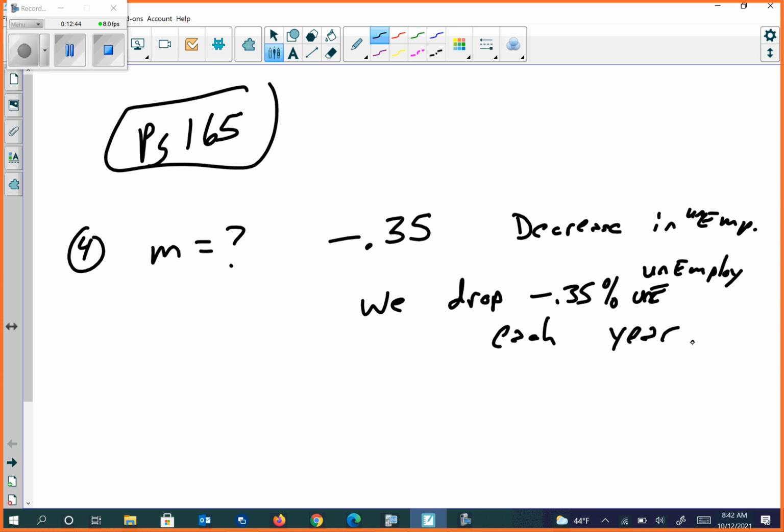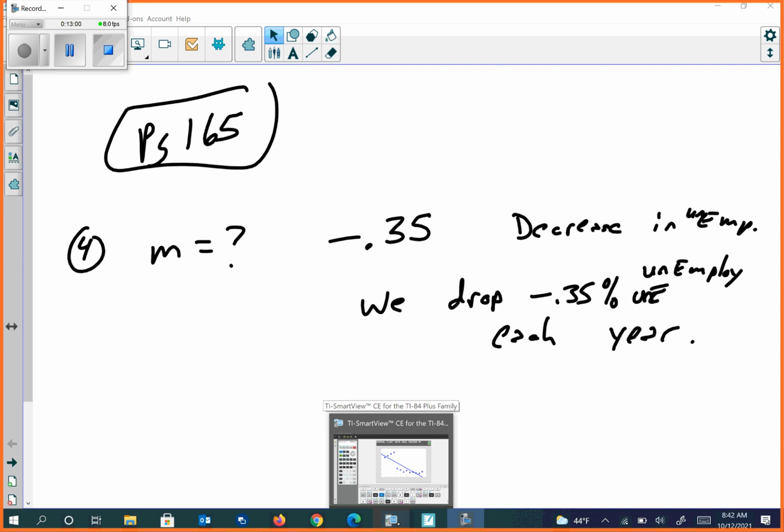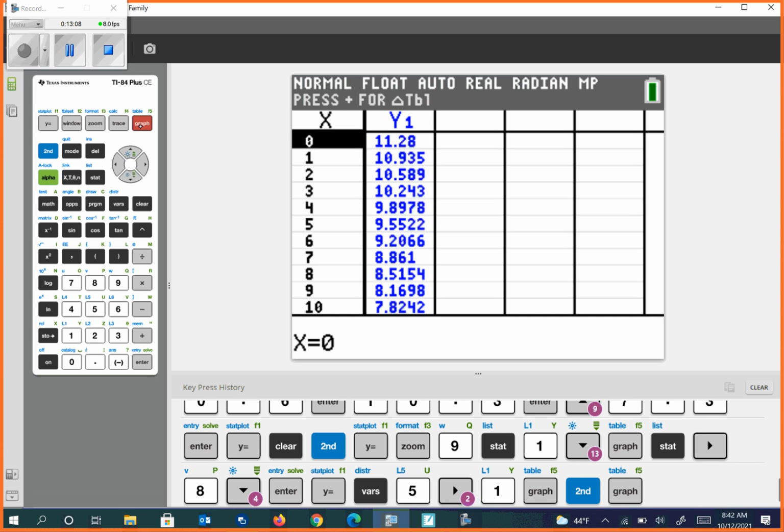What does the y-intercept convey? Is it useful information in this data? So the y-intercept here, if we were to go into our second table, our y-intercept is 11.28, which we know is here. So does that mean that at 2001, our unemployment rate was 11.3?